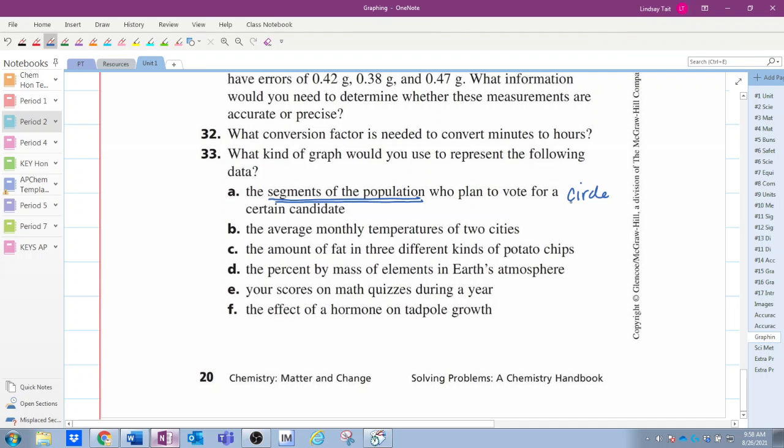If they just said, you know, who's voting for which candidate, that one I would probably say would be a bar. We just want to know which candidate is getting the most votes, right?